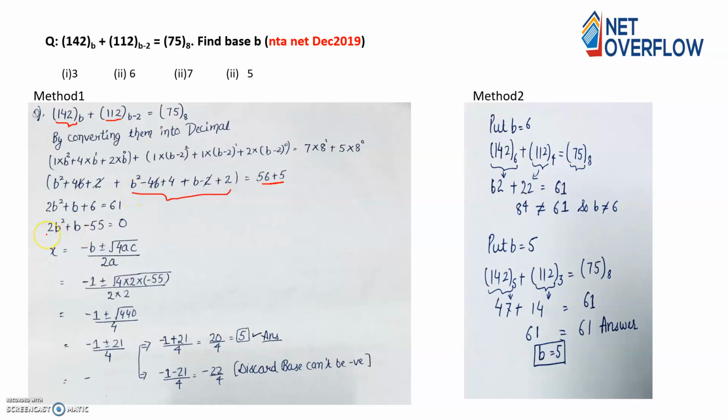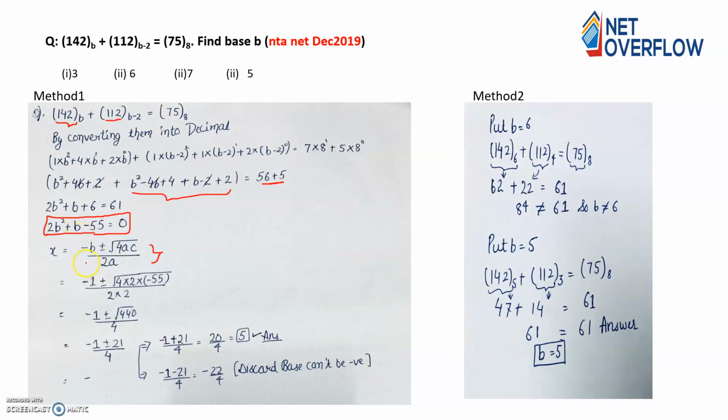After solving this we get a quadratic equation like 2b square plus b minus 55. Now we have to find the value of b. For this I am going to use this formula, right? The formula to get the root value. Okay, now here what is the value of b? Minus b plus minus root of b square minus 4ac divided by 2a. Here what is the value of b? The value of b is 1, right?